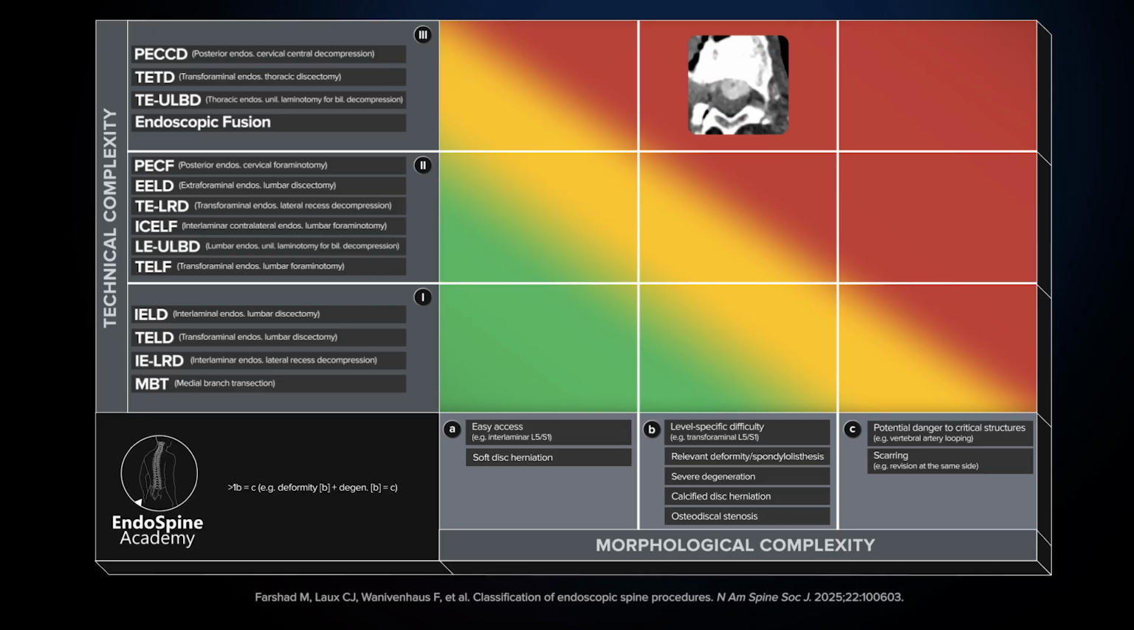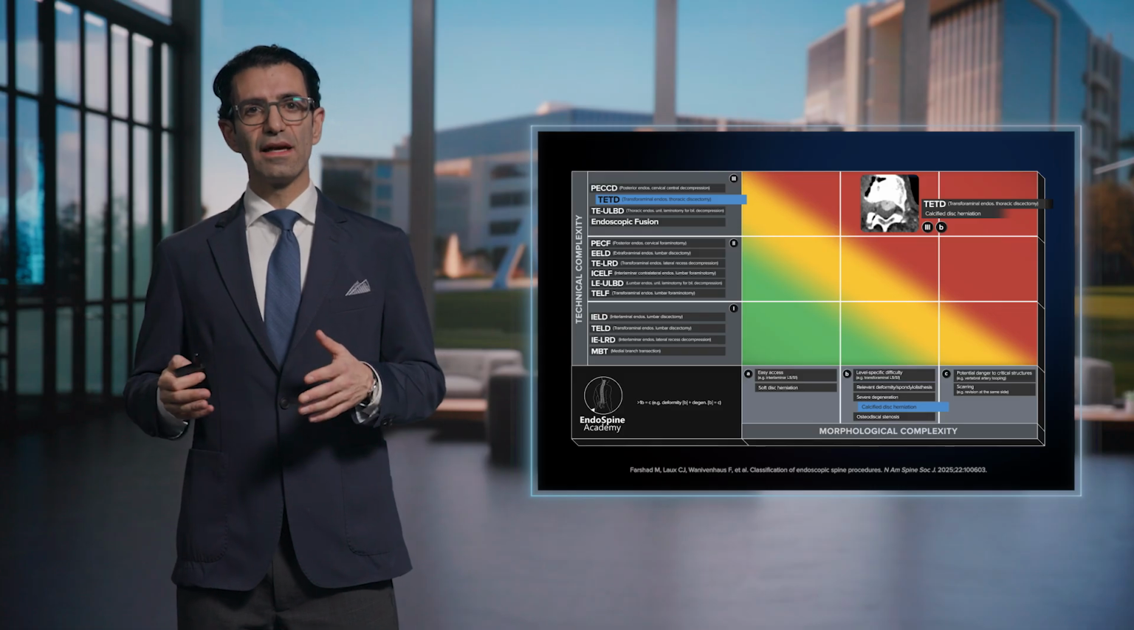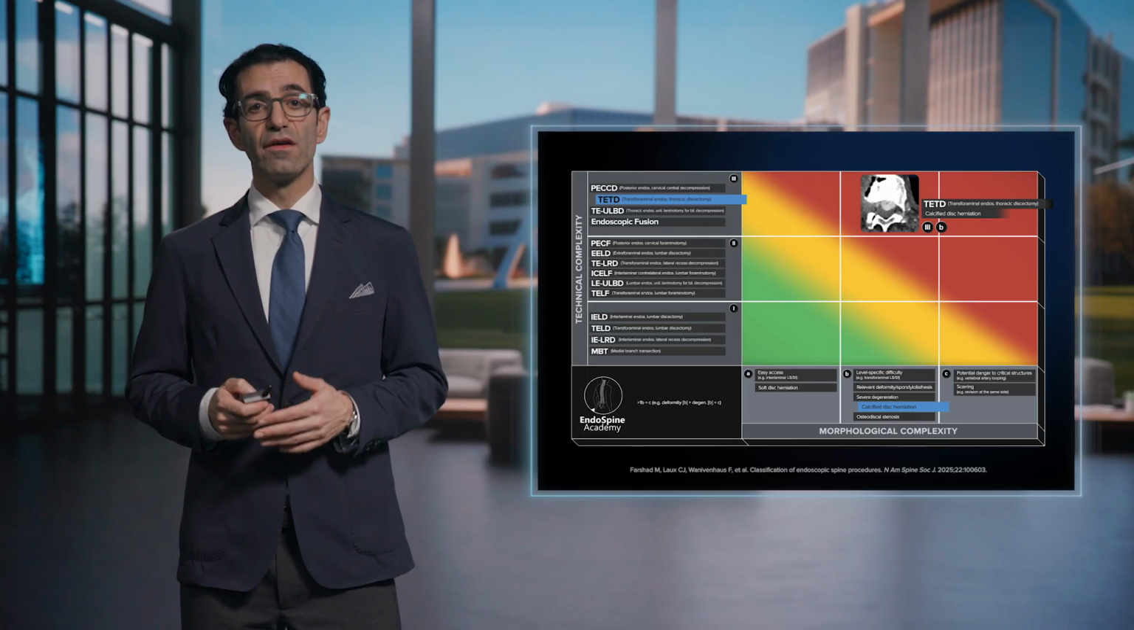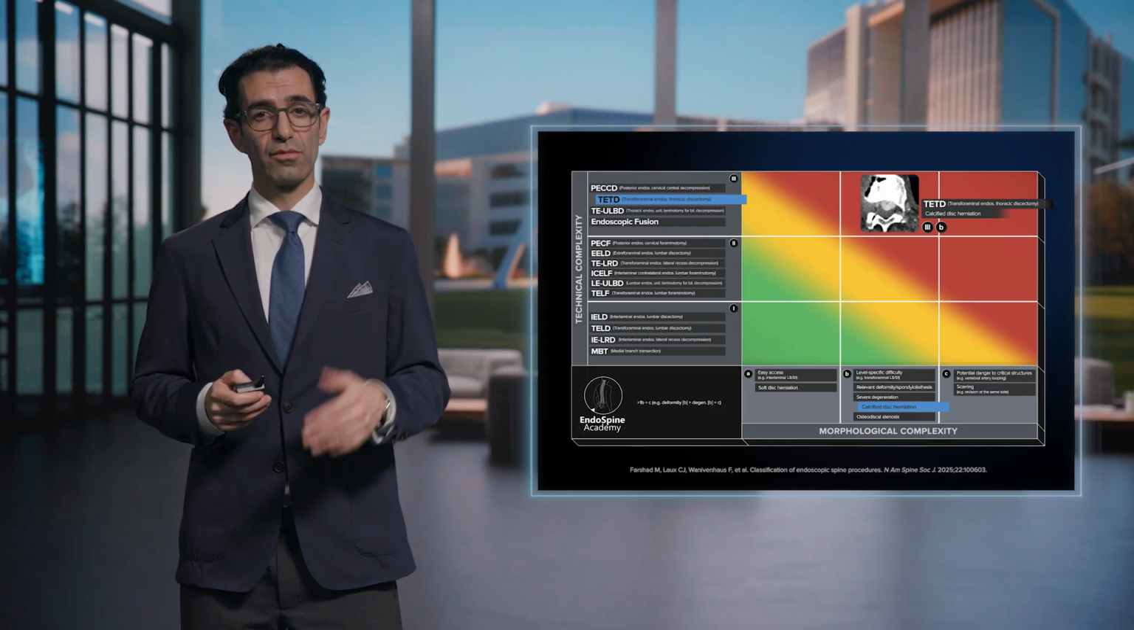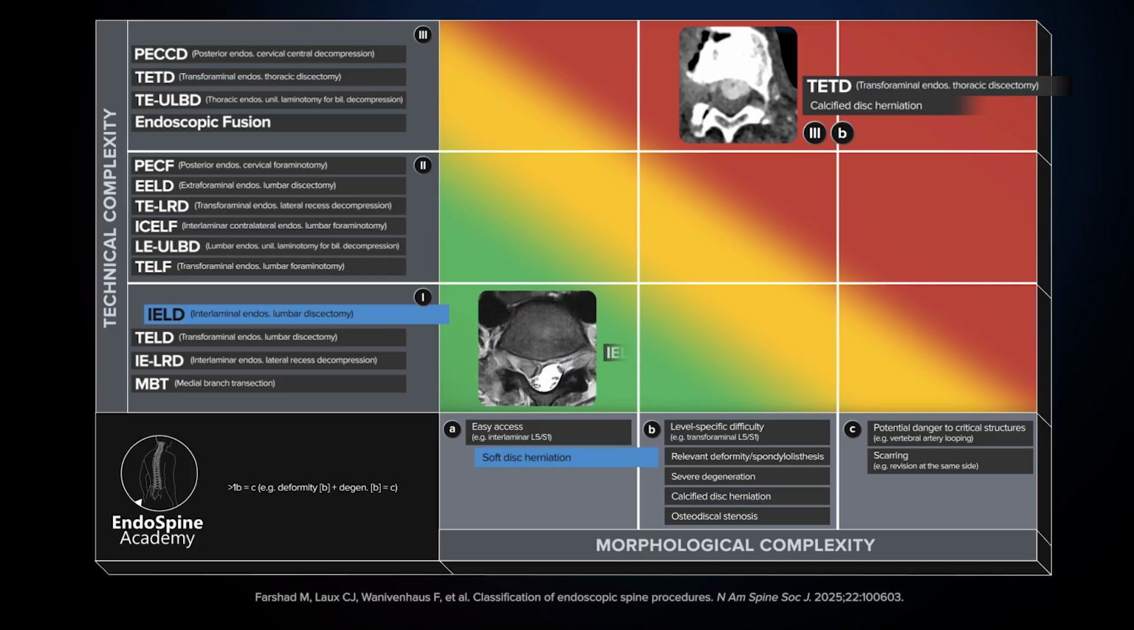Let's take a calcified disc that you want to address with a transforaminal thoracic decompression. According to our scale, this would be a type 3B procedure, certainly a case with a high complexity. Let's compare it to a soft disc herniation at L5-S1 that you want to address with the interlaminar endoscopic discectomy. This is a type 1A case, an easy case in other words.